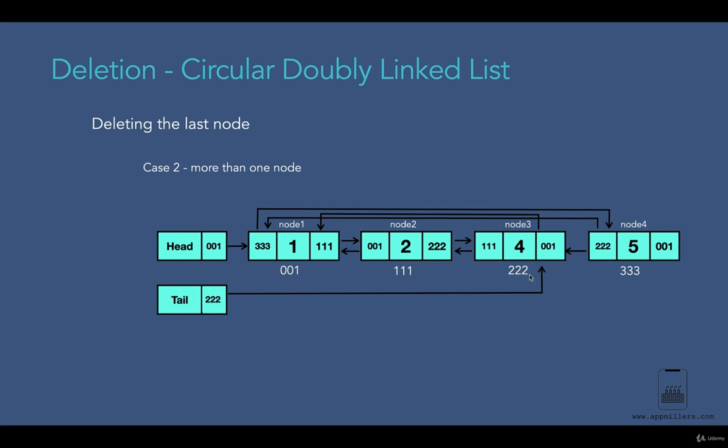Now the physical location of node 3 is 222. So if I update node 1's previous reference to 222, it will create a link between node 1 and node 3 over here. And a link between node 1 and node 4 gets destroyed. Now after doing these updates over here, we can easily see that node 4 is not referenced by any node. So this means that this is eligible for garbage collection.